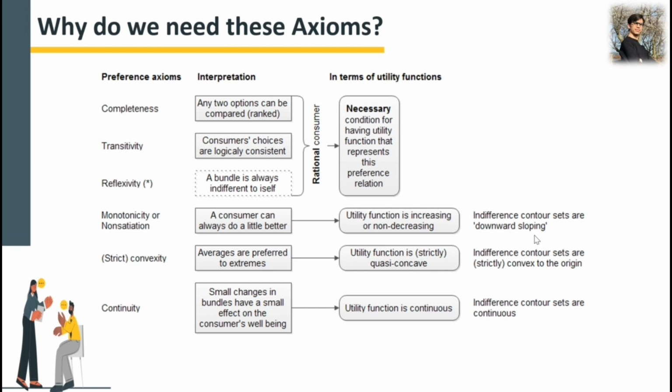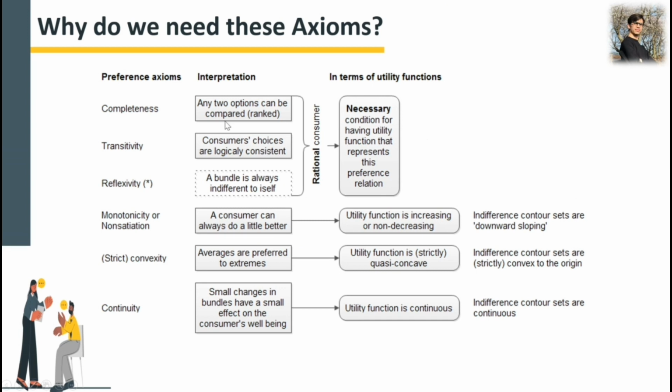And finally, we need the axiom of continuity, because this axiom will help us to have a continuous utility function. If we interpret this axiom, it says small changes in bundles have a small effect on consumer well-being. And when we satisfy this axiom, then our utility function is continuous. And in this case, our indifference contour sets are also continuous. There's no jump, there's no break, there's no gap in indifference contour sets.